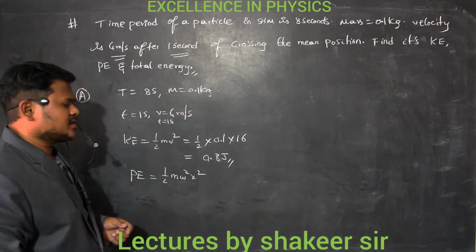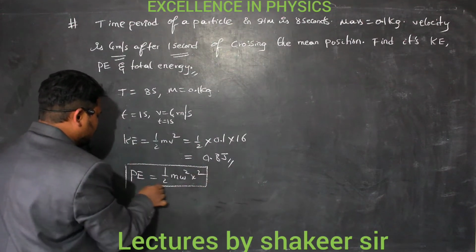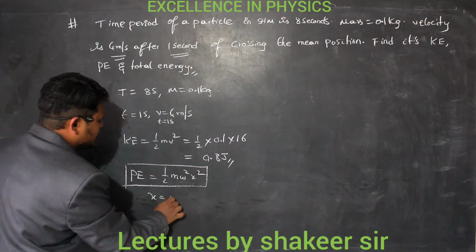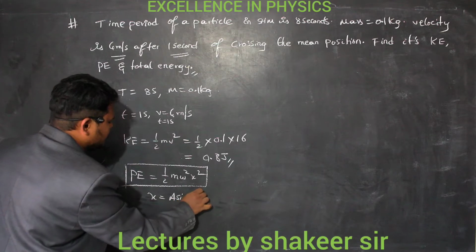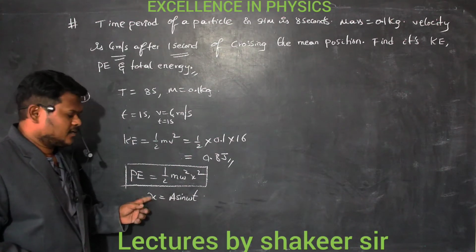But x value is not there. So to calculate x value, what can I do? I have to use the equation x is equal to a sin omega t. So from this equation I can get x value. Clear?